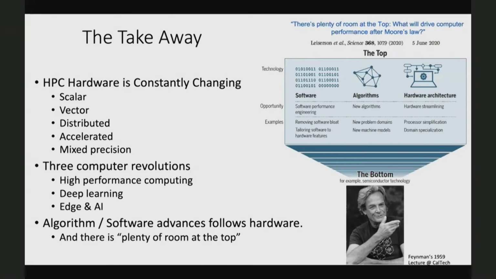As a riff on Feynman's lecture based on quantum effects, Feynman said there's plenty of room at the bottom. The riff here is a paper that was written a couple of years ago, I guess now, by Charles Leiserson and company that appeared in Science, about there's plenty of room at the top, where we have to use techniques of algorithms and software to extract more performance from our hardware designs.